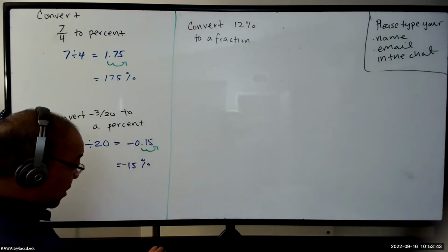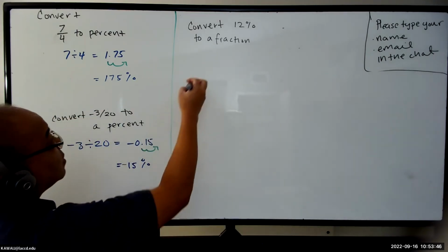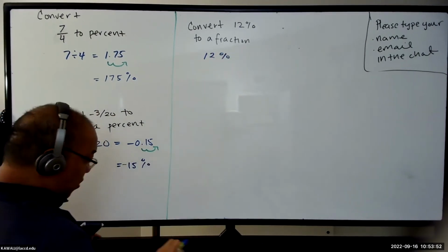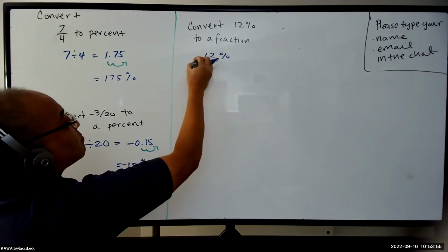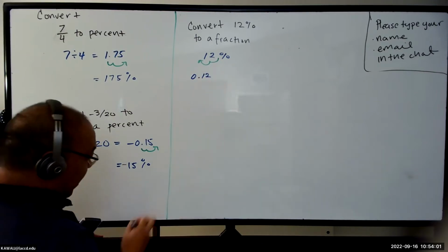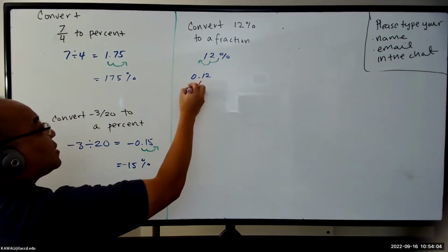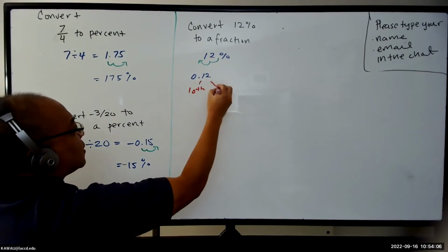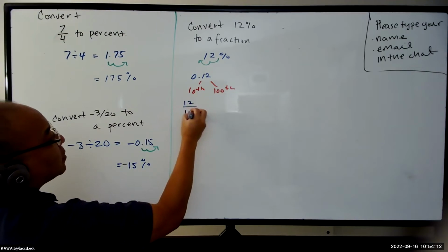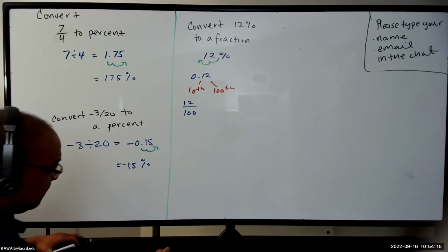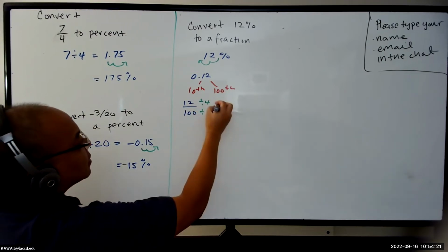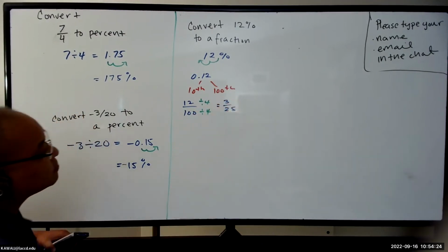So this one is 12%. We're going to move it over 2 places. And then we're going to get 0.12. And then this is the 10th place. This is the 100th place. So this is 12 over 100. And then let's simplify that. We're going to divide by 4, divide by 4. And we're going to get 3 over 25 like that.